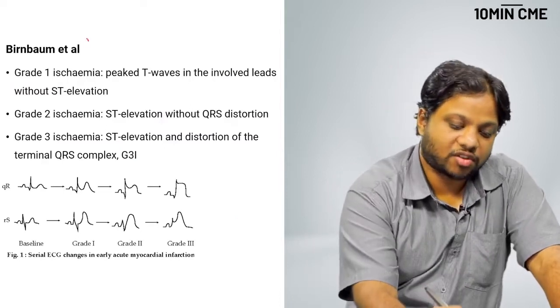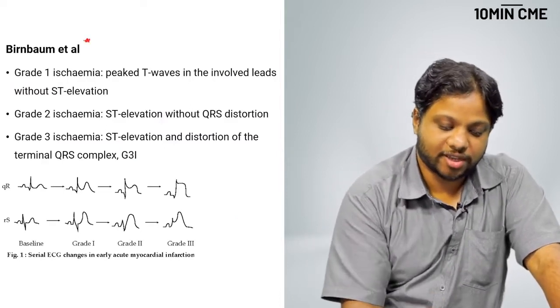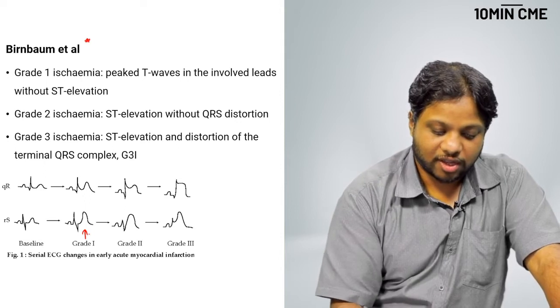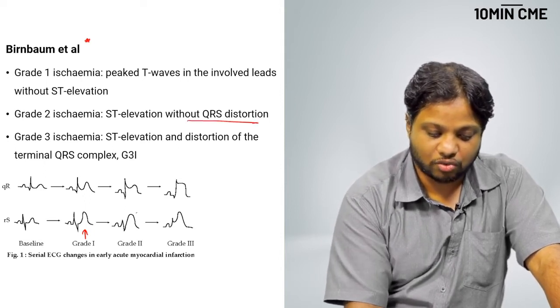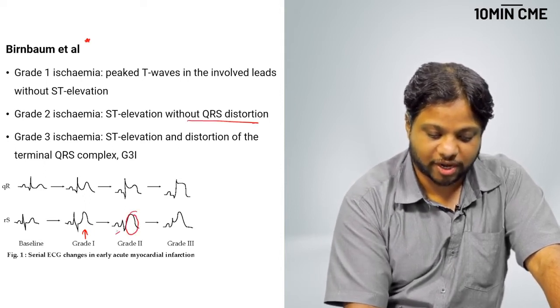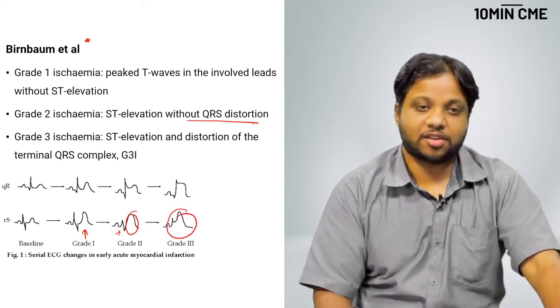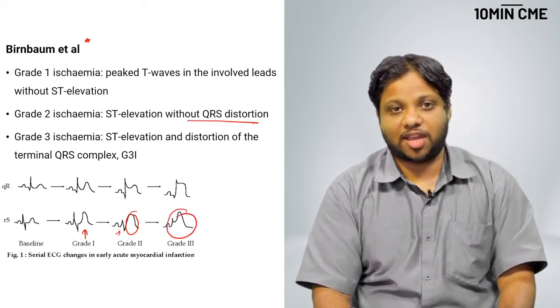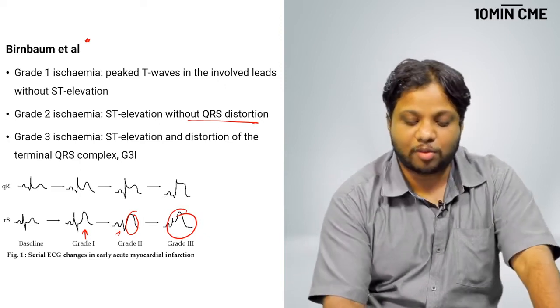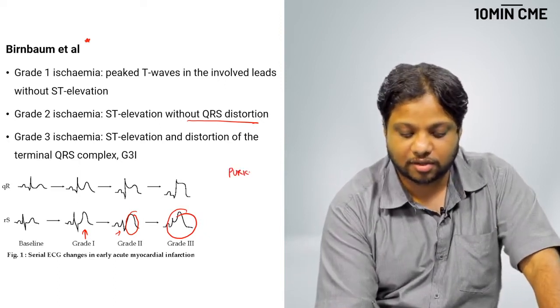This is the classification as per Birnbaum. You can see grade 1 ischemia is just a hyperacute T wave. Grade 2 is ST elevation without QRS distortion. You can see that the QRS is separate. Grade 3 is when it distorts the QRS complex, as in our case. Whenever you see a grade 3 ischemia, it automatically indicates involvement of the Purkinje fibers.